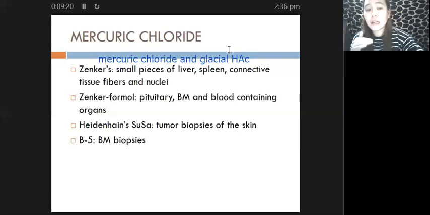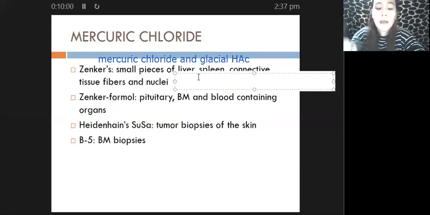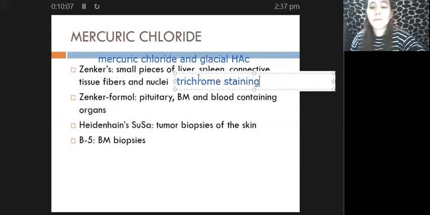So the purpose of adding your glacial acetic acid in your Zenker's fluid is to prevent the formation of your precipitates. Okay? So your Zenker's fluid is utilized for small pieces of liver, spleen, connective tissue fibers, and your nuclei. Okay? So they are capable of fixing your connective tissue fibers and your nuclei. Your Zenker's fluid is recommended for your trichrome staining technique.